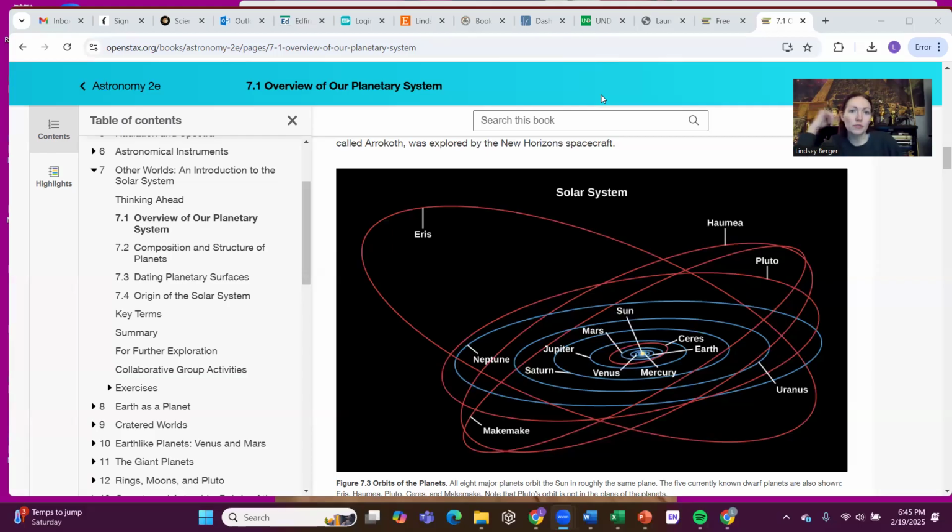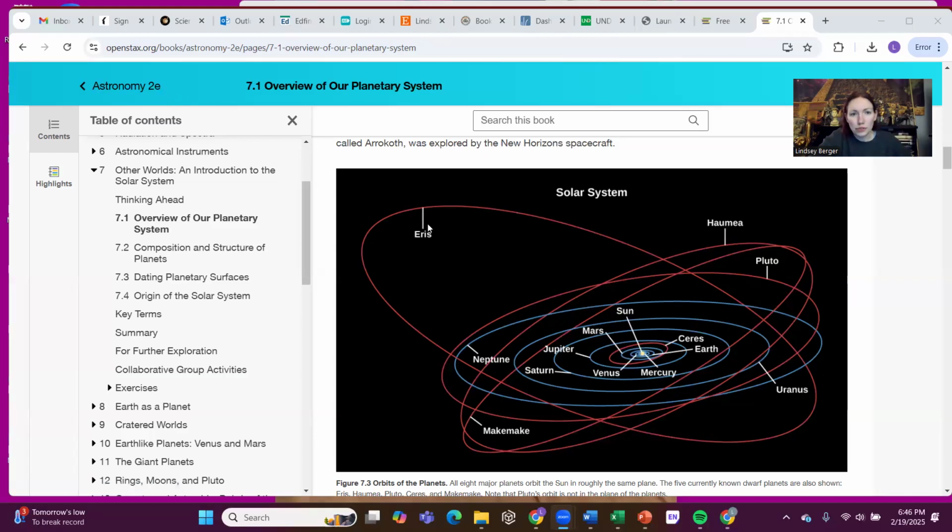We are going to continue our discussion about the solar system. Specifically, today we're going to be focusing on how the solar system came to be, the formation of it, essentially. There's a little bit in your online textbook. Remember, go to OpenStax, just search OpenStax Astronomy. There's also that PDF on your Google Classroom.